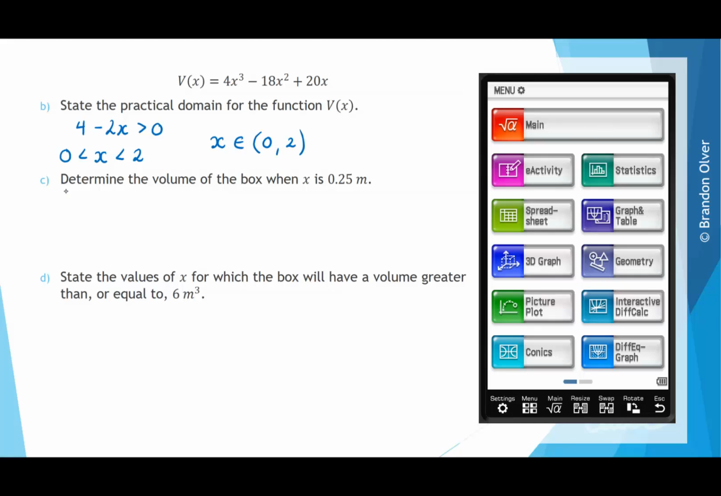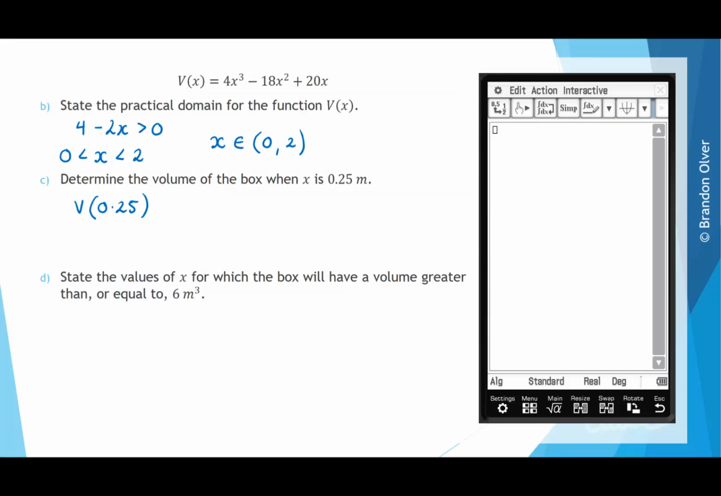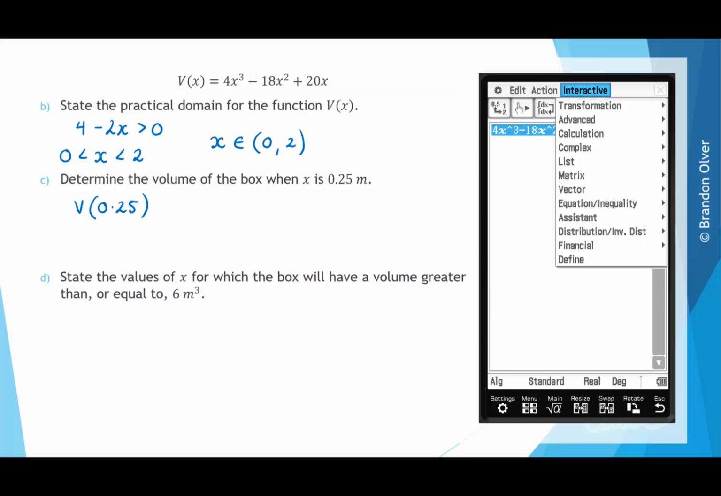For part C, we want to determine the volume of the box when x is 0.25. So that's the same as evaluating V(0.25). We can use the CAS calculator to assist us in answering many of these questions. To do this, click on the main menu. Next, we want to define the function V(x). So we're going to type in 4x^3 minus 18x^2 plus 20x. Then we're going to highlight that and go Interactive, Define.